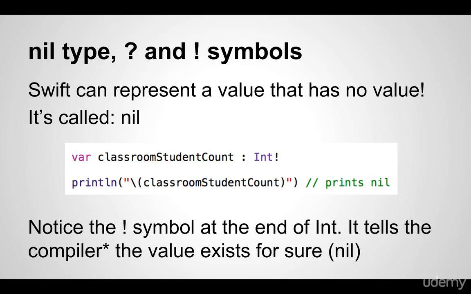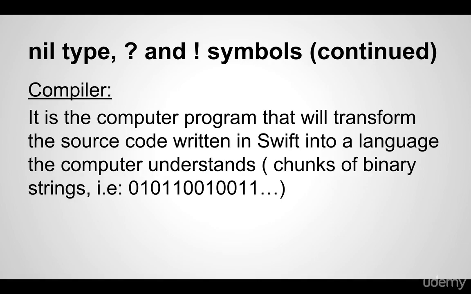Why? Because we did not set any values. Okay, so we did not say is equal to 10 or is equal to 20. So automatically the value is going to be nil because we did not write any values there. So let's now say what the compiler is, because the compiler is the one that says that if it hasn't been set, then it's nil. So the compiler is the computer program that will transform the source code written in the language Swift into a language the computer can understand, and that language is binary or chunks of binary string. For example, 010110000, this is a chunk of binary string.